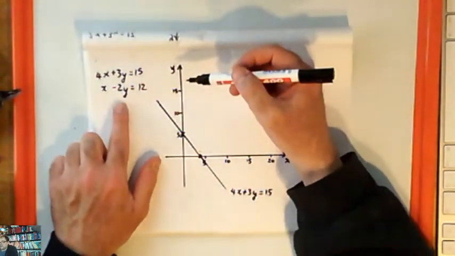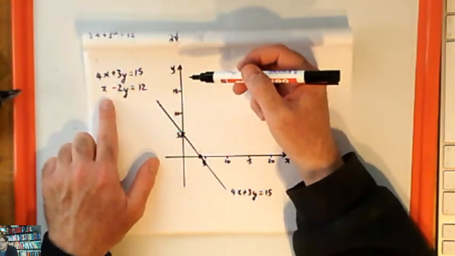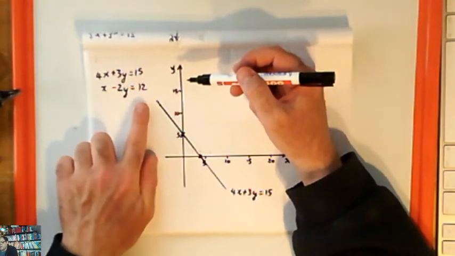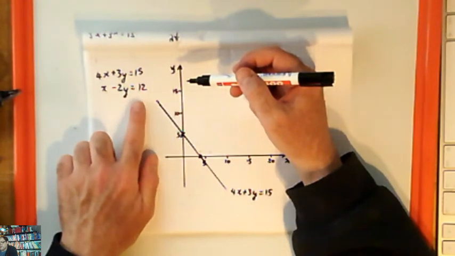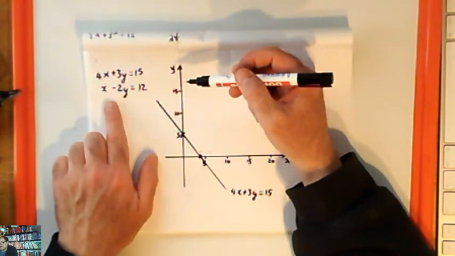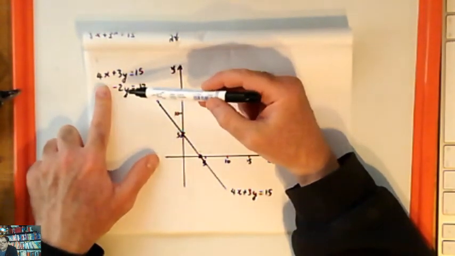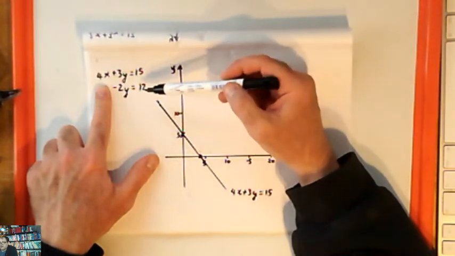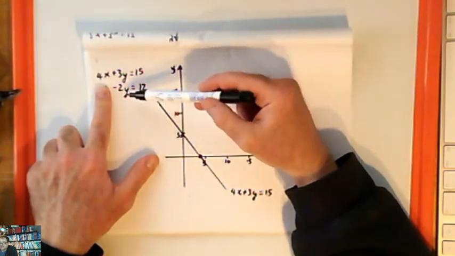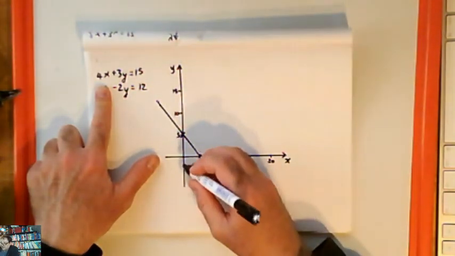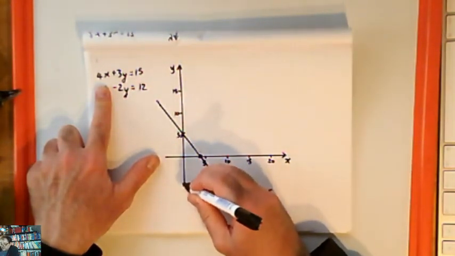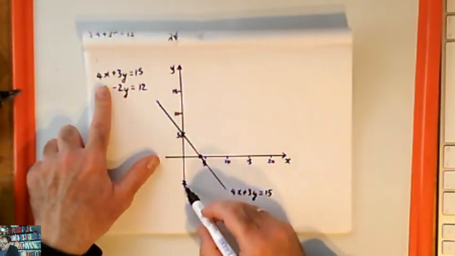Okay, let's draw the second one. So x minus 2y equals 12. So I'm going to think about what happens when x is 0. Then you just get minus 2y equals 12. So y would have to be minus 6 to make that balance. So that's a point on the graph down here. When x is 0, y is minus 6.